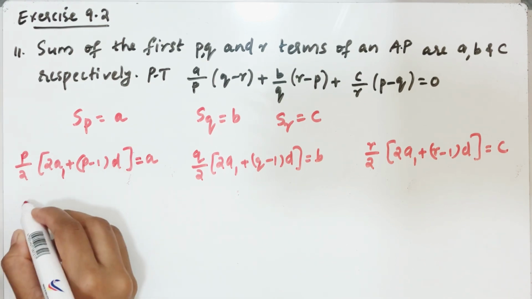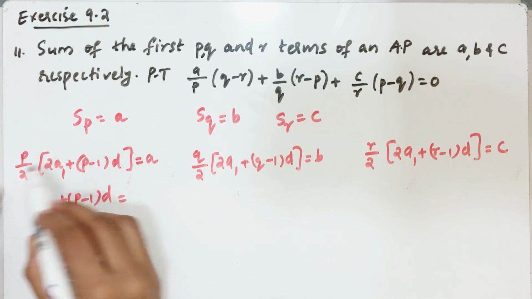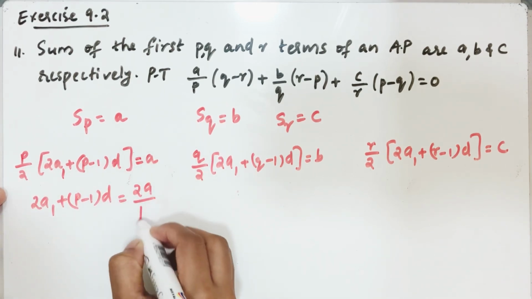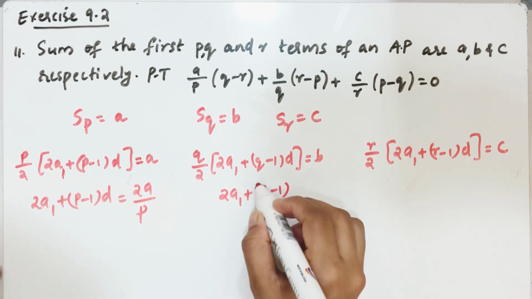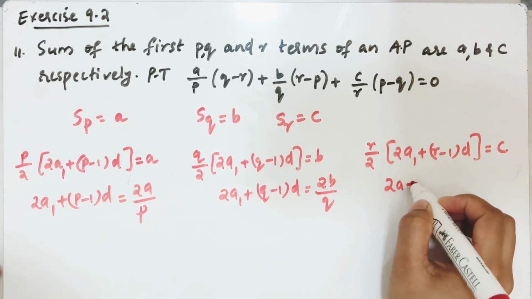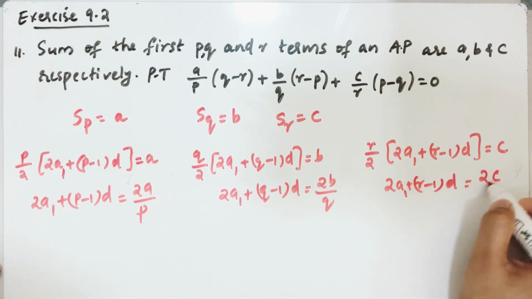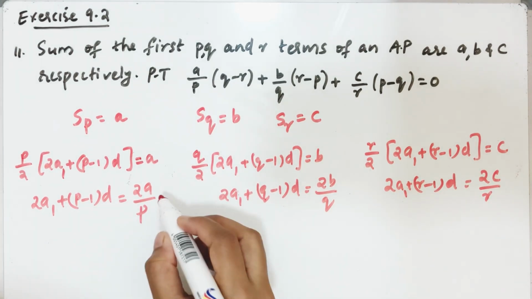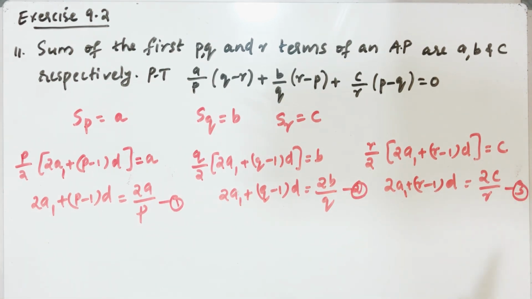Or we can write this as 2A1 plus P minus 1 into D equal to 2A by P. And this is 2A1 plus Q minus 1 into D equal to 2B by Q. This is 2A1 plus R minus 1 into D is equal to 2C by R. Let it be 1, 2 and this one 3. Now we can solve these equations. We are writing in this way to make it easy to solve.